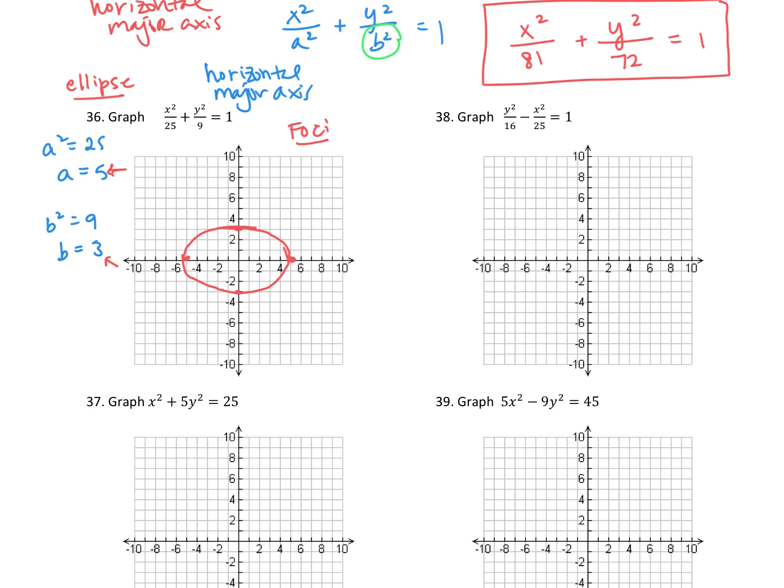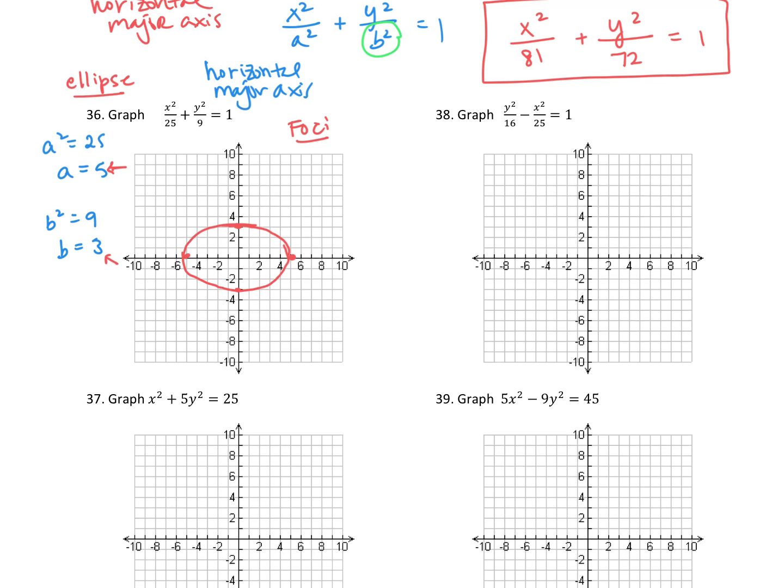We plot the foci using our c value, and the foci are on the same axis as your vertices. So the foci go on the major axis. We do not know what our c value is, but we can find it using the Pythagorean relation.